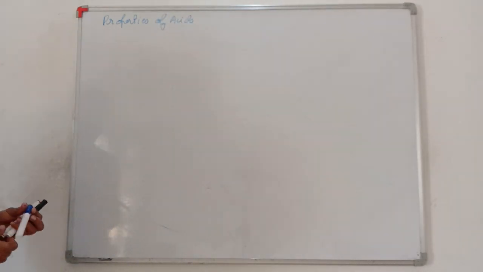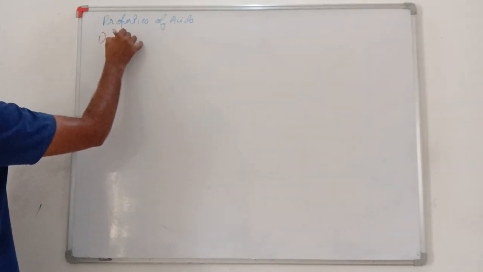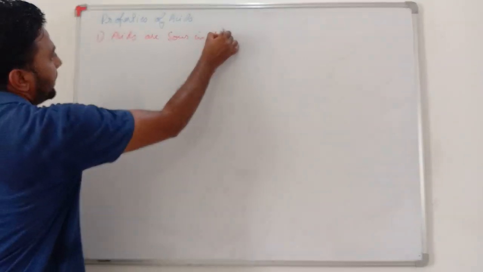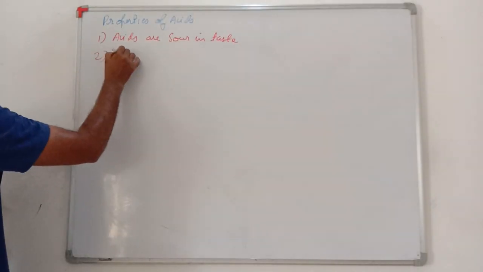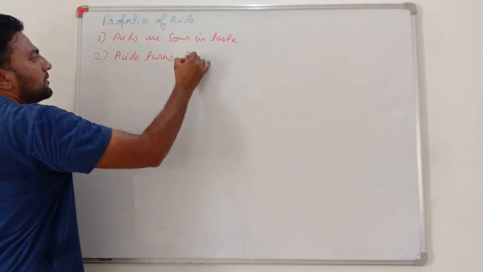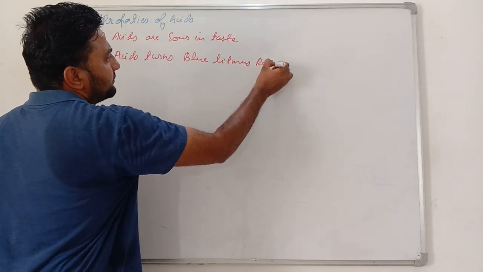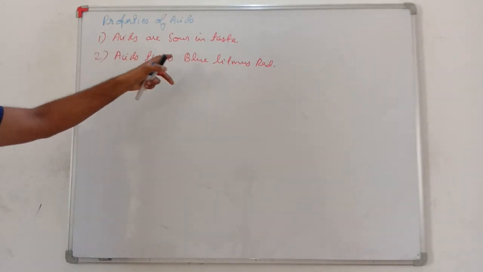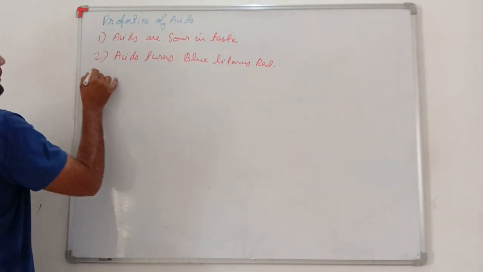Properties of acids. See my dear student, first common property you all know: acids are sour in taste. This is a very general property. Second, acids turn blue litmus red. Very important. You can use any indicator, but the best indicator is litmus.